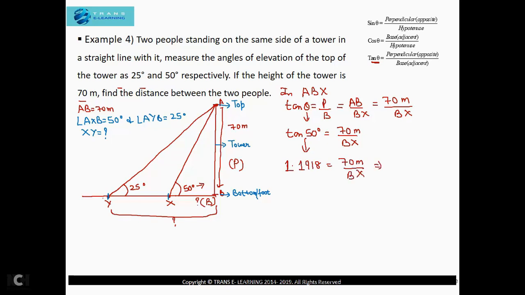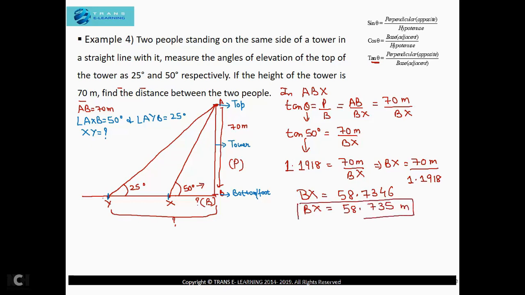So this BX will be equal to 70 meters upon 1.1918, and on calculating this we will get BX equal to 58.7346 to be more precise. So I'm going to write the answer up to 3 decimal places after rounding off. So it will be 58.735 meters. So the value of BX is equal to 58.735 meters.